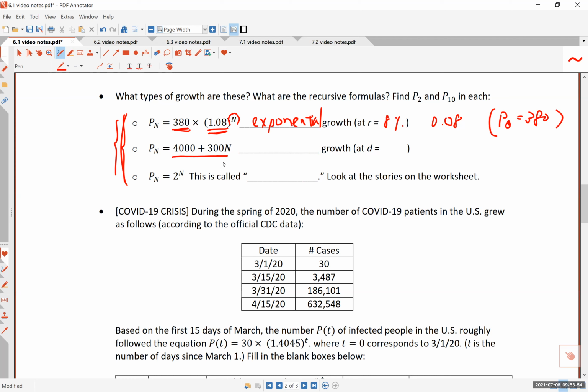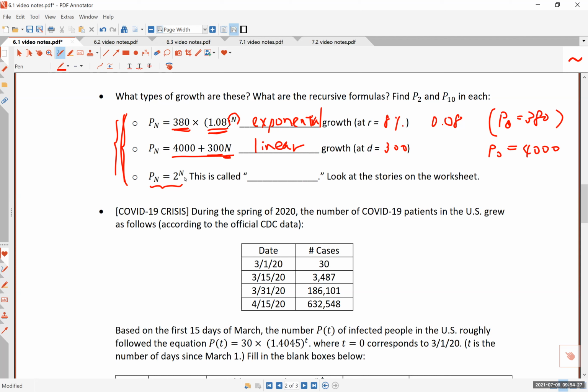The second growth, notice here, this n is not a part of an exponent, and it's simply 300, which is slope times n. And so this is linear growth with the d, the difference of 300. Every year, this grows by 300. And the initial value in here is 4,000. So the current population is 4,000, and it's growing by 300 per year, for instance, if n is the number of years.